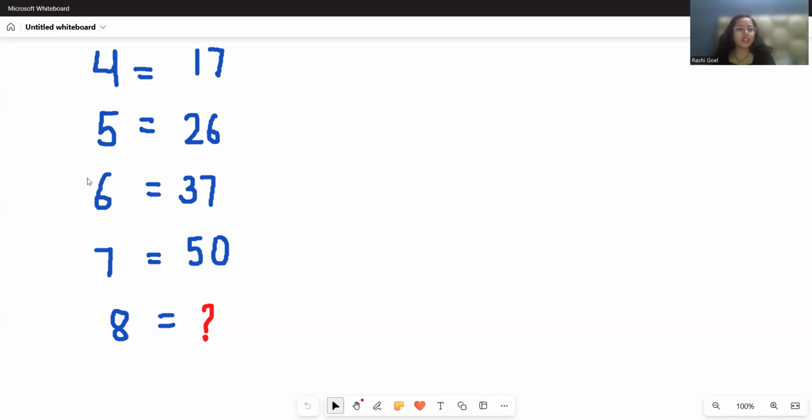4 equals 17, 5 equals 26, 6 equals 37, 7 equals 50, 8 equals what? So can you find the number that fills this logical sequence?